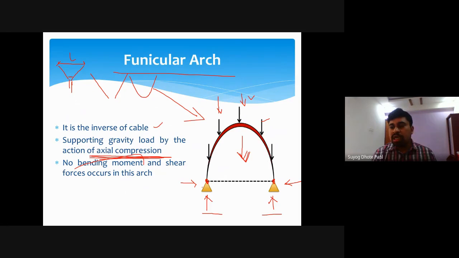Again, if we think about the classification, in the case of arches there are the funicular arch, the parabolic arch, and the semicircular arch. Basically these three types of arches are there. The funicular arch is one of the cases. In the case of a funicular arch, it is a perfect case of axial compression.